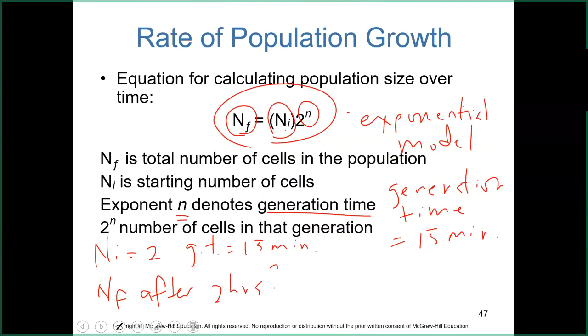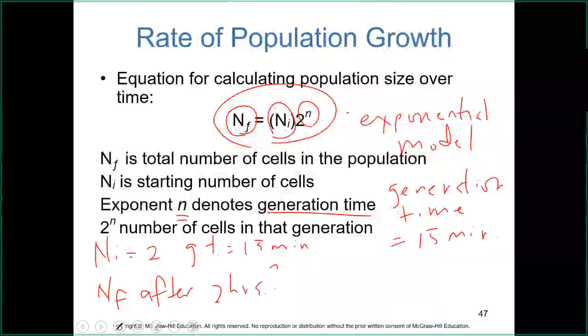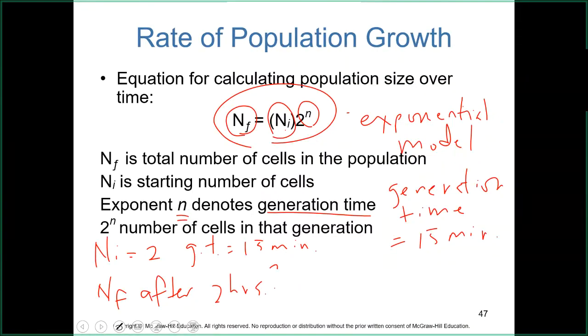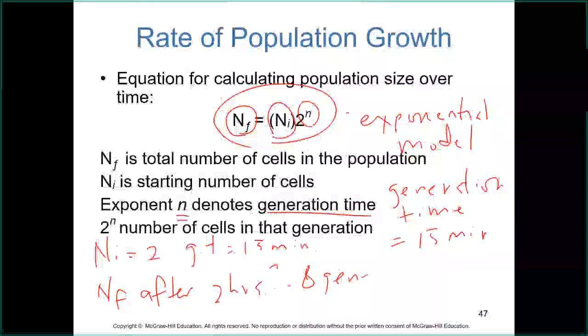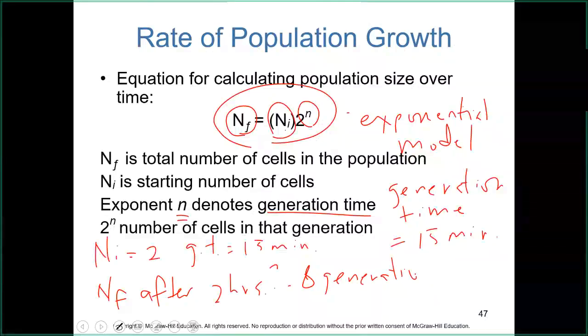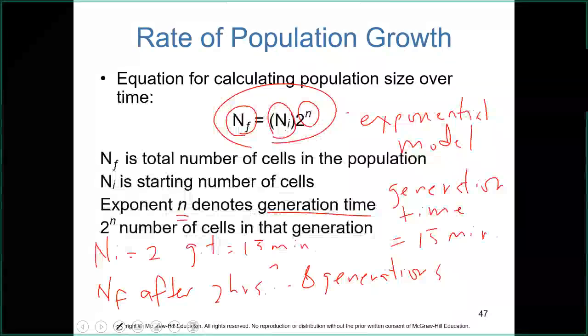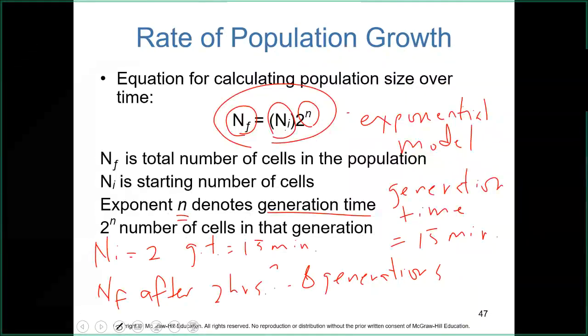Well, the generation time is 15 minutes. How many 15-minute periods are there in 2 hours? Well, there's 4 15-minute periods in an hour. An hour, 60 minutes divided by 15 is 4. So in 2 hours, there's 8 generations that will have elapsed. So n, this number here, will be 8.